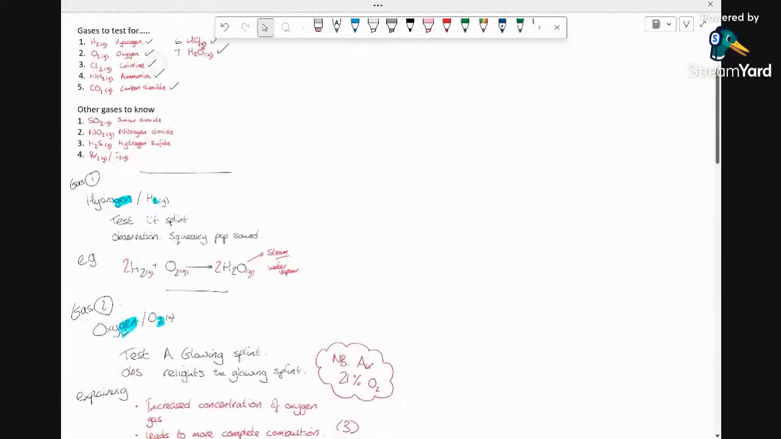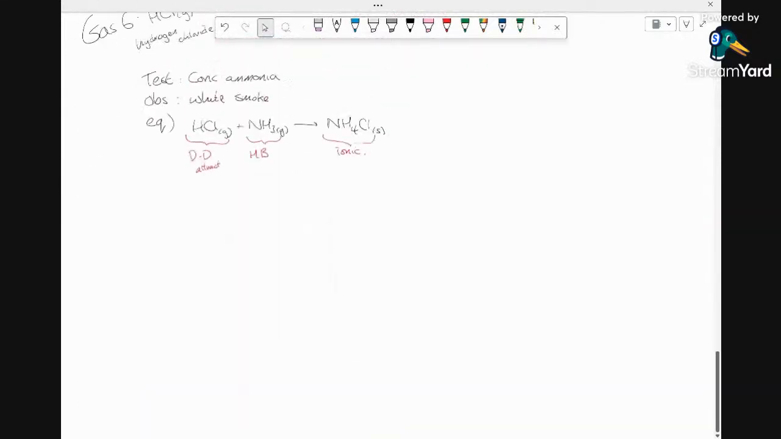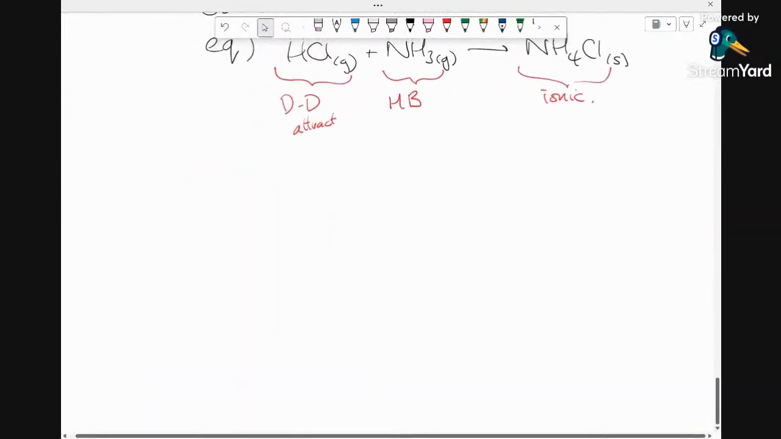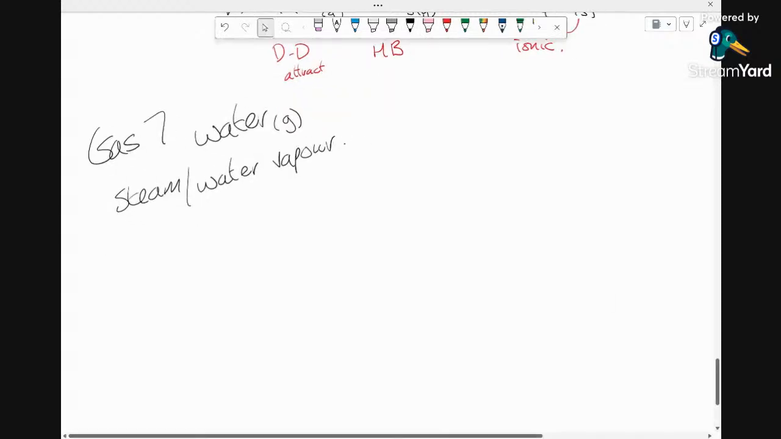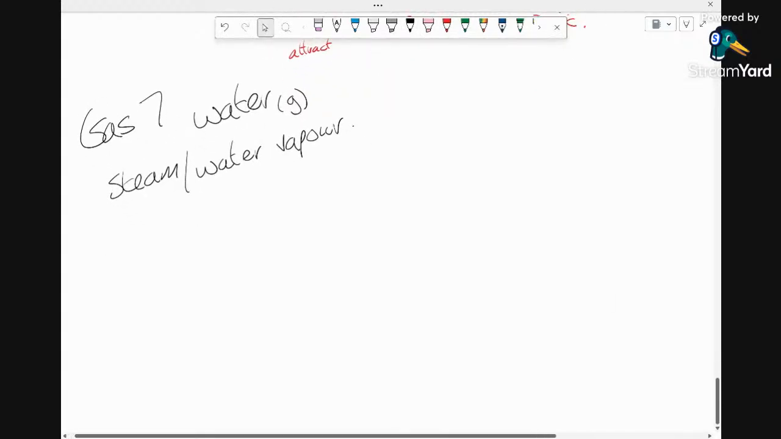Last one, water vapor. Let's have a look at water vapor. How do you test for water? Now, you guys know this one, gas number 7. Gas number 7 is H2O, water gas. Steam, water vapor. They love all these questions where they ask you for the alternative names and they can move between them, synonyms and all that. Okay, so how do you test for water vapor? You test it the same way that you do for it as a liquid.